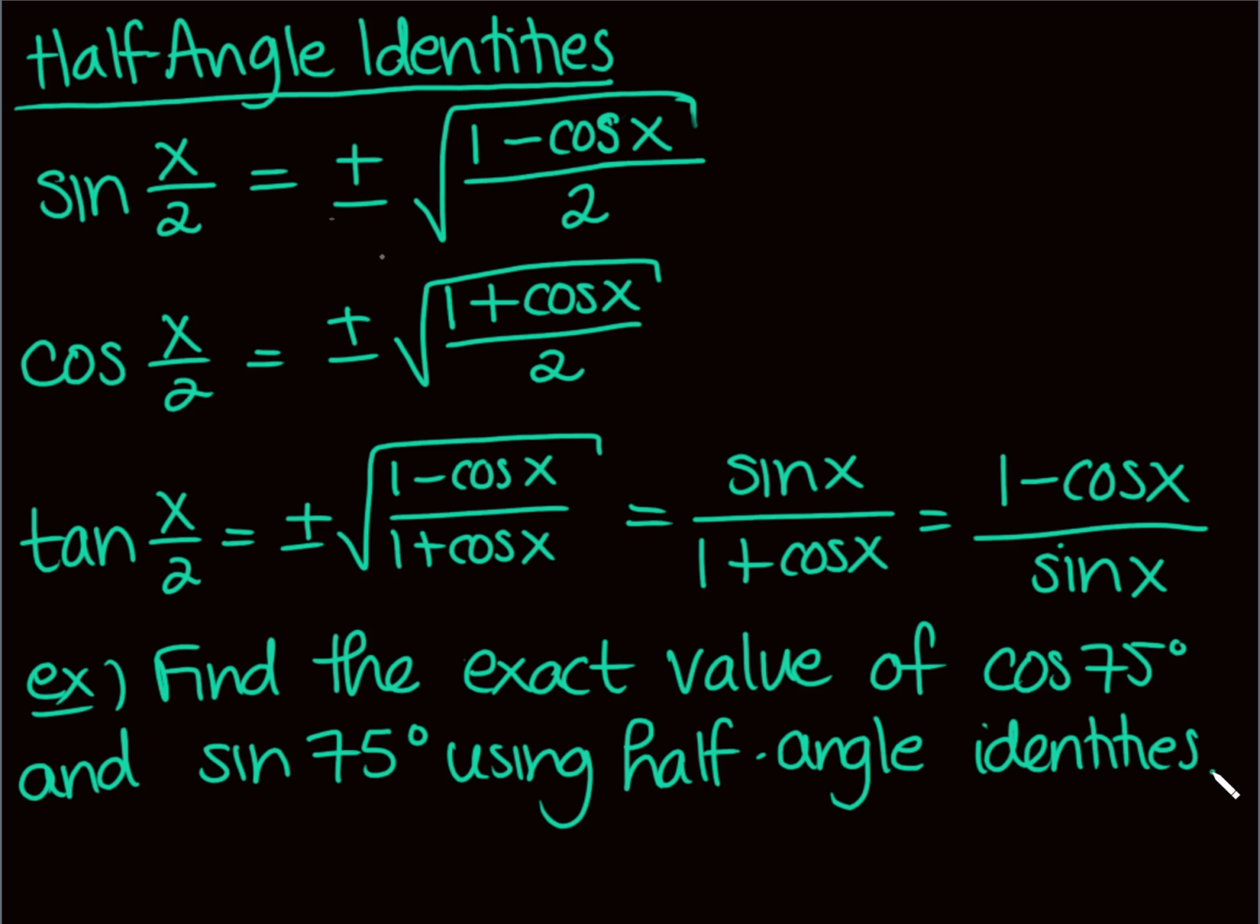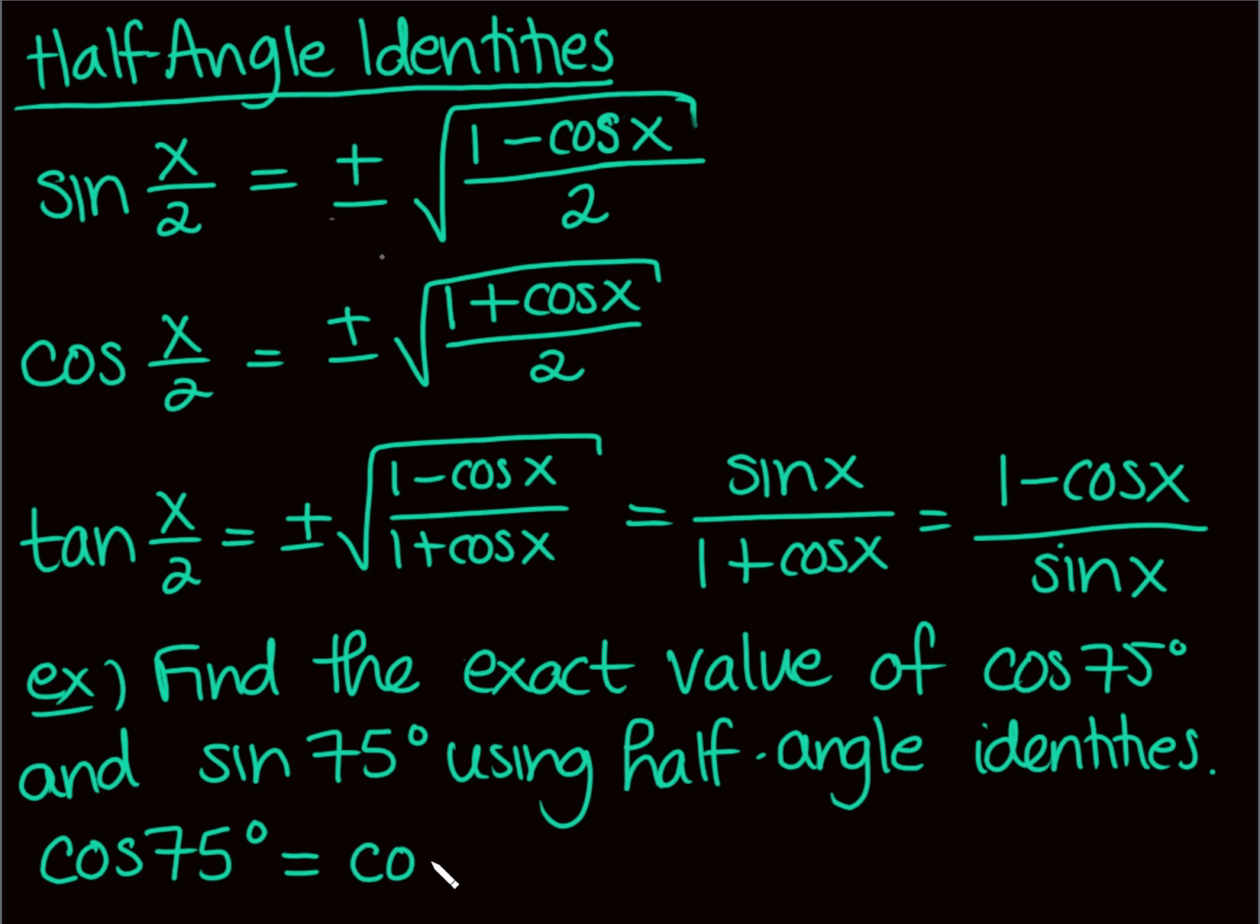We saw these before. We could use a sum formula. We could do 30 plus 45. We could do a sum formula easily with this. But what if I wanted to do, well, I want to do the half angle. So if I want to find the cosine of 75, so here's the trick. What you always want to do when you're doing the half angle identities to find these exact values is you actually want to double the 75.